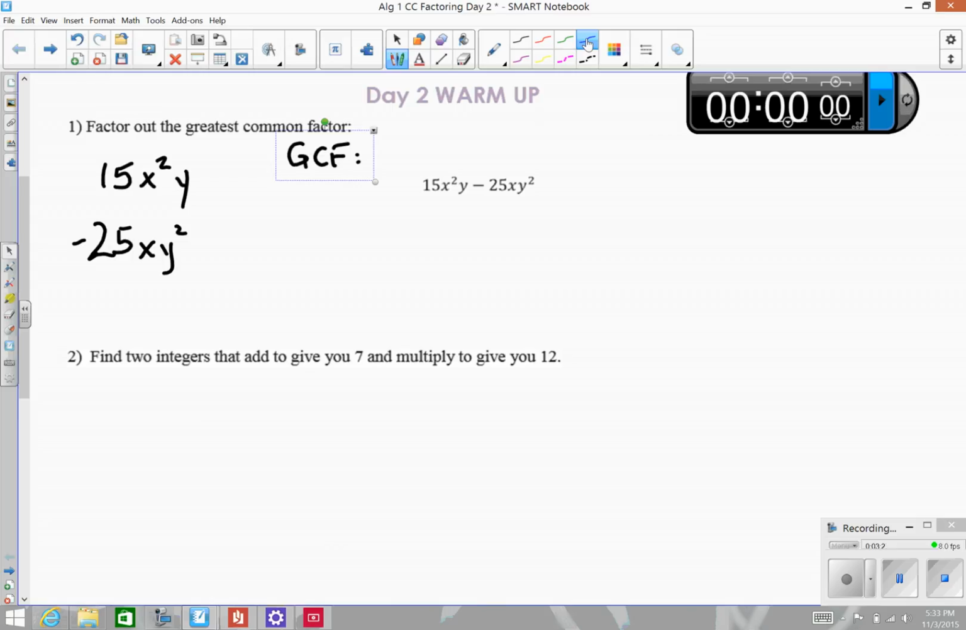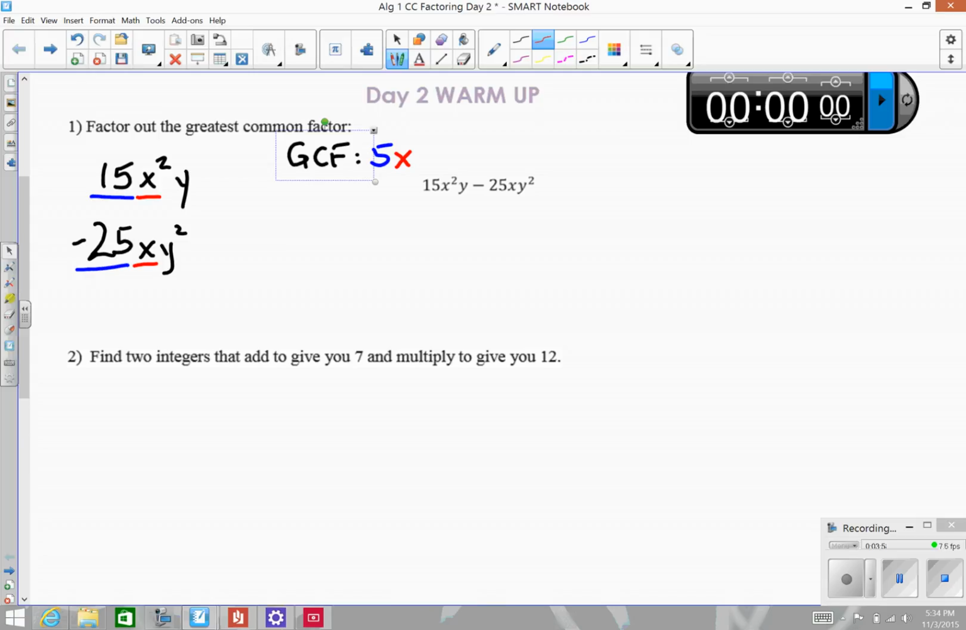Alright, so I want to find the GCF so that I can factor out this expression. So I've written each term along the side here, and I want to look at my coefficients. I've got 15 and I've got 25. The largest number that goes into both of those is going to be 5. So that's going to be part of my GCF. Now I want to make sure I look at my variables. I've got x's here in both of these, so my GCF has to include an x. I have an x squared and an x to the first power.